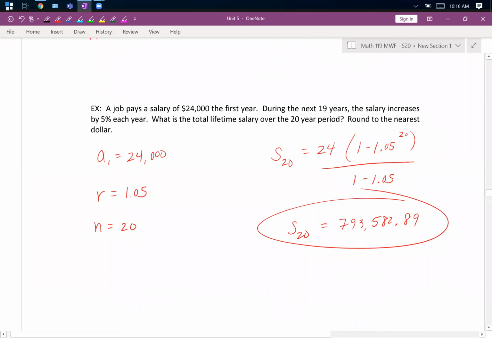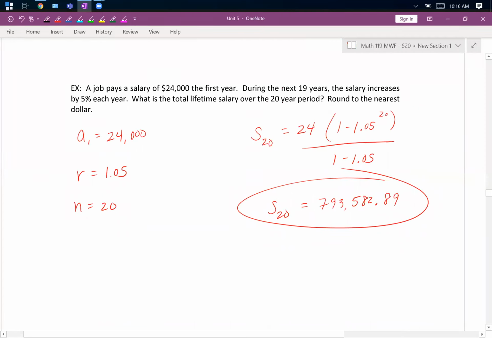All right, so then we had the application problem. A sub 1 was given to us. The tricky part was definitely identifying the r value. It's tempting to make our r value just 0.05, but that's the raise amount, and we're trying to add up salaries. So to get your salary, you have to take your salary plus the raise. So the 1 is whatever your salary was, and then that 0.05 is the raise to it. So we have an r value of 1.05.